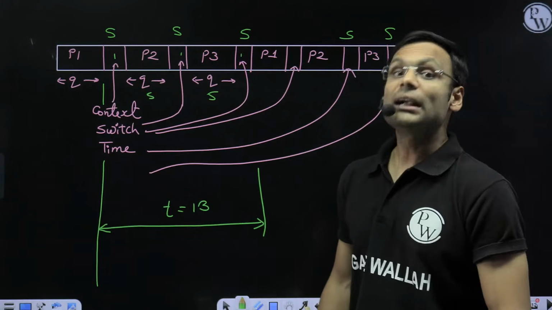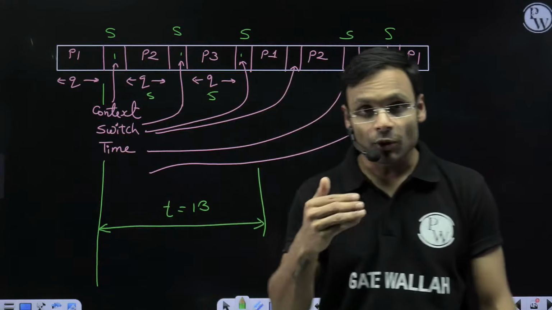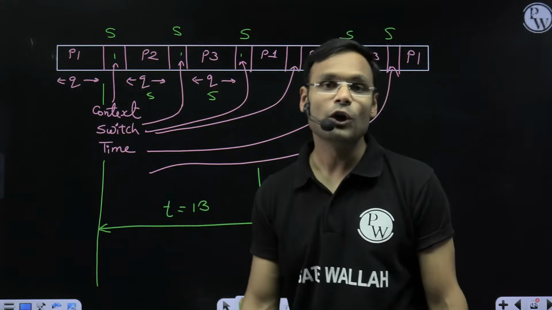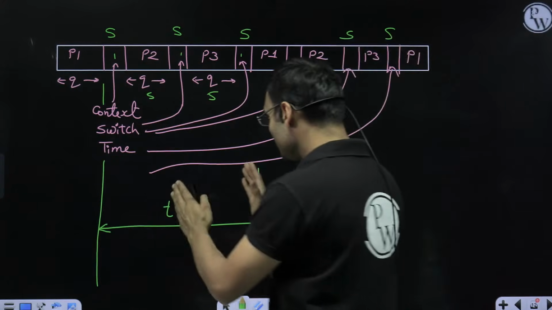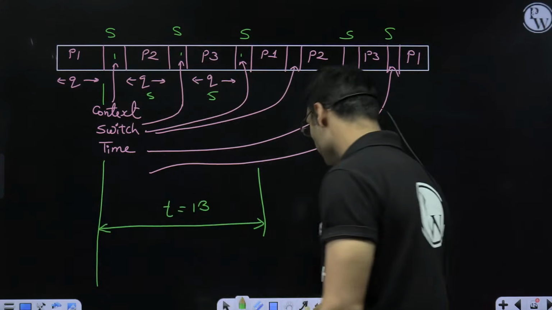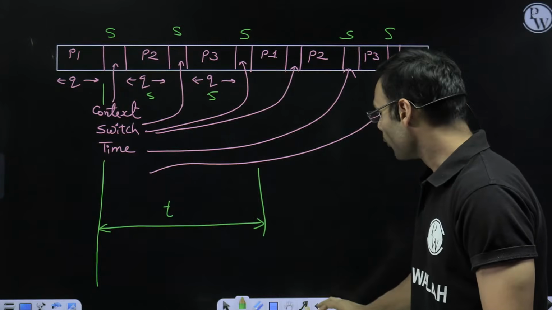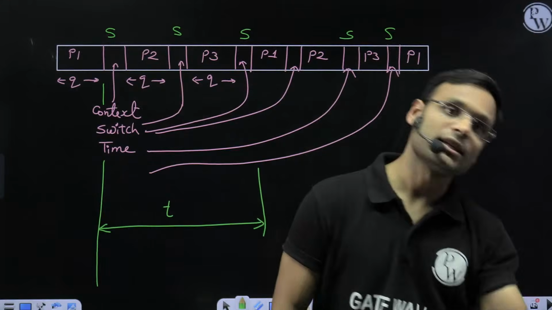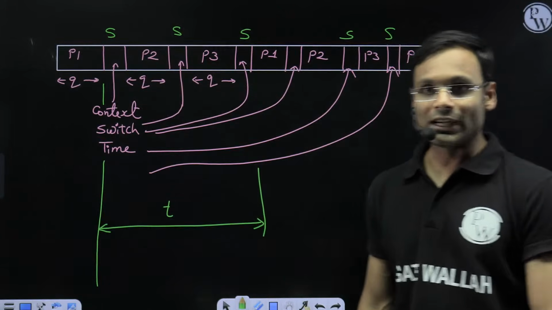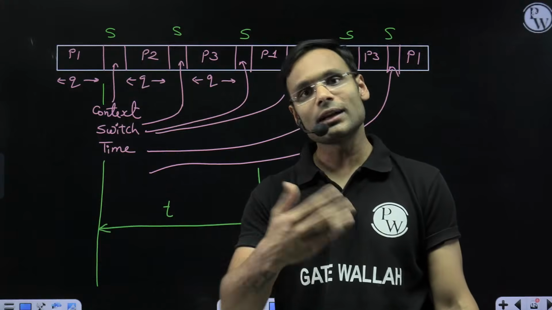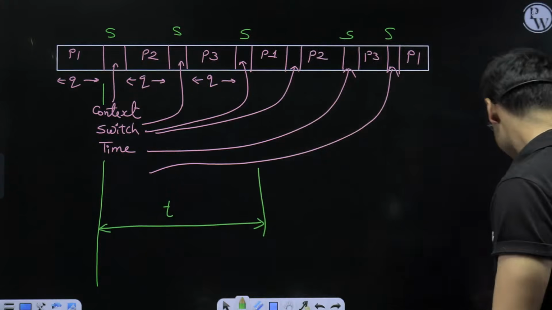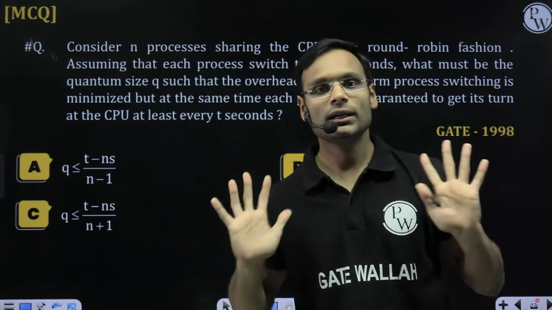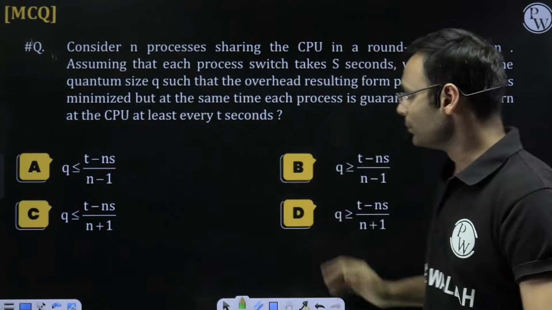Fine. But if I increase the quantum by one more, my quantum will become bigger, and because of that my T time unit will not be exactly 13. It will be more, which I don't want. If I want T to be exactly 13, my quantum should be either 5 or lesser than 5. Yes, quantum should be either 5 or lesser than 5. That is what my calculation should be.